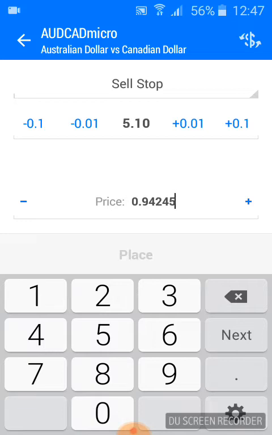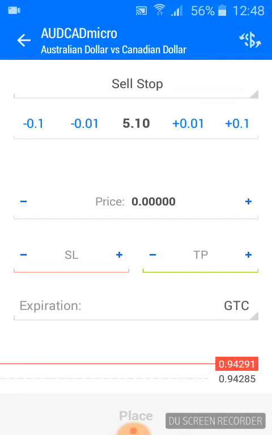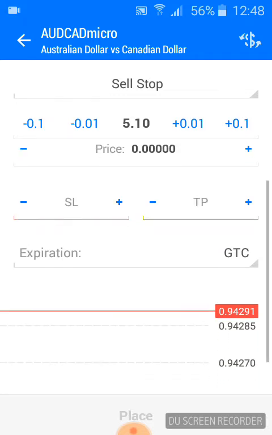94245, you minus 300 points. Use your calculator, guys. 3945. You place. It's gonna go through. You're gonna get gray pending orders. The moment one is triggered, you delete the one that is not triggered. And then the moment you see blue or you're in profit, you close.